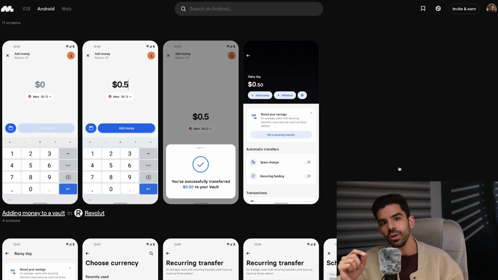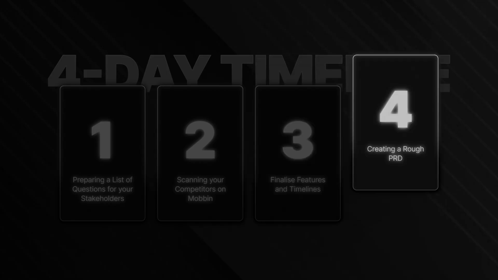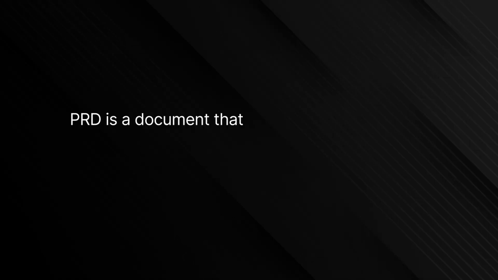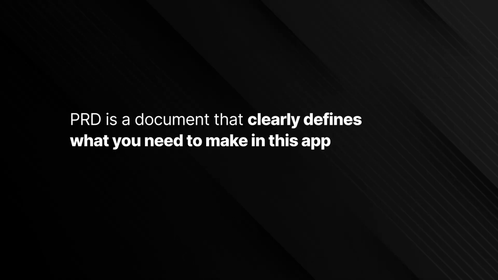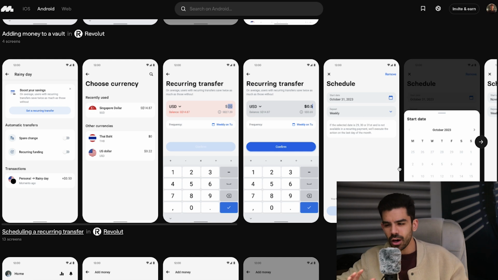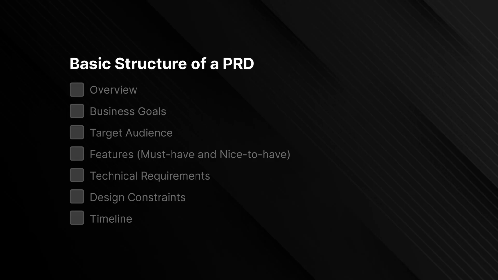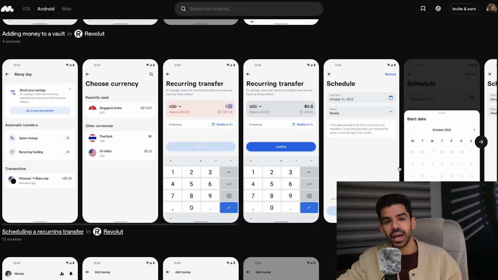Once you're done, you will move to day number 4, where you have to create a proper PRD, which is a product requirement document. Now, PRD is a document that clearly defines what you need to make in this specific app or in this specific feature in a dedicated timeline. And this is how a basic structure looks like. You can anytime duplicate any templates or get them from ChatGPT, but basically you need to have a brief description of the app, its core goals, and the problem it solves. And this could not be for an app, it could also be the first 5 features as well.